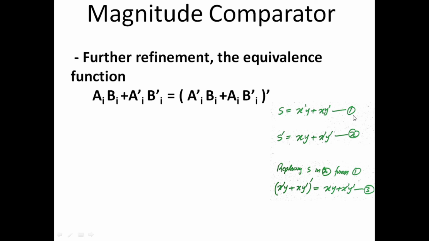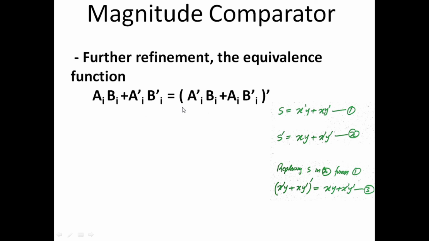So we got these two equations, 1 and 2, and when we put the value of S from equation number 1 in equation number 2, then we get this. So S, we get (x'y + xy')', and on the right side we have xy + x'y'. So this is equation number 3, which is exactly similar to this equation, but just the variables are different.